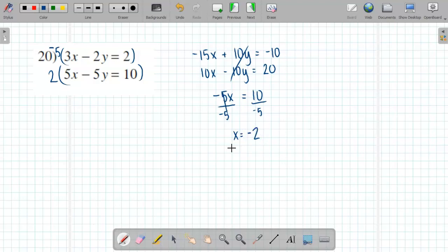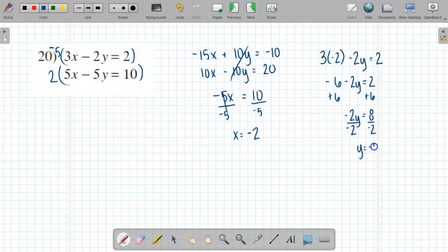Alright, once you've got that first answer, you just got to plug it back into one of these equations. I think I'll use the top equation. 3 times negative 2 minus 2y equals 2. And so we get negative 6 minus 2y equals 2. I'm going to add 6, so negative 2y equals 8. I'm going to divide by negative 2. So y equals negative 4. So for our answer, we're going to get negative 2, negative 4.